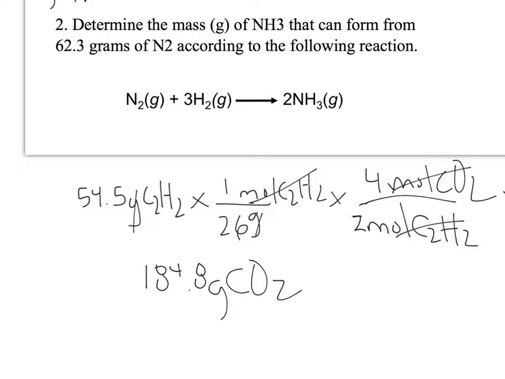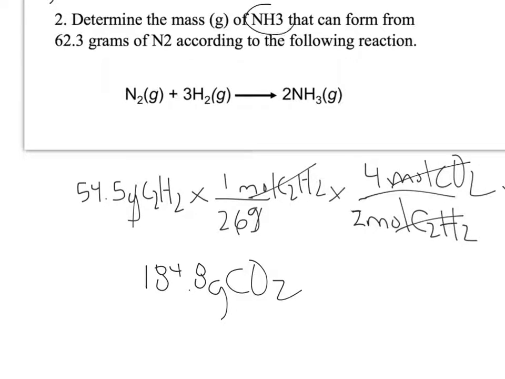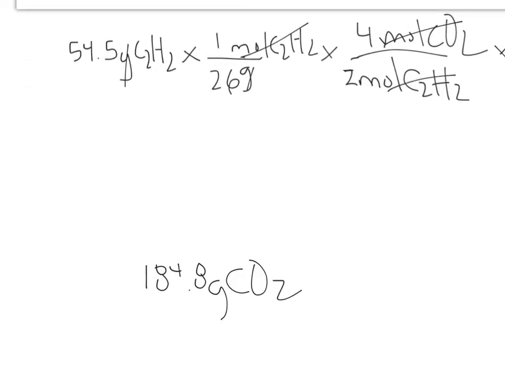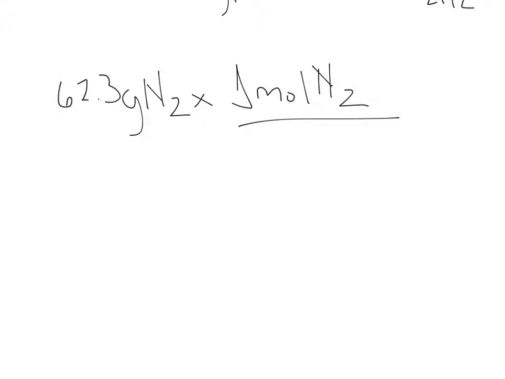We're going to do this other problem. We're going to determine the mass of NH3 that can be formed when we react 62.3 grams of nitrogen. We're going to do the same using our balanced equation. So we have 62.3 grams of nitrogen. We're going to convert that to moles. 1 mole of nitrogen, because we have a 2 here, it will be 14 times 2, that's 28 grams. So grams with grams will cancel out.